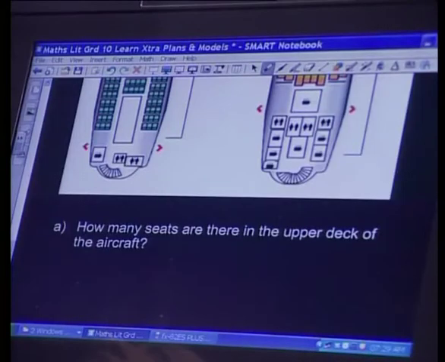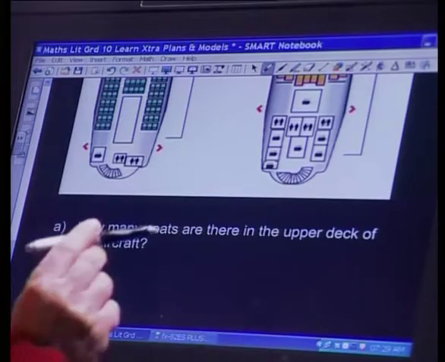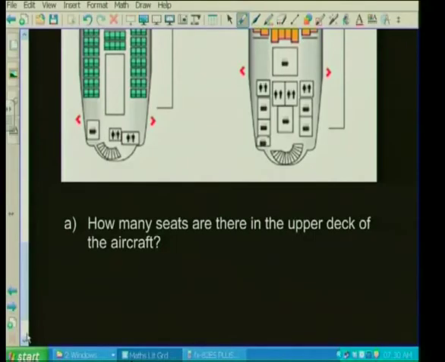So what we'll need to do is to actually add all of those up, because it said how many seats are there in the upper deck altogether. All right? So what did we say? We had 14 plus a further 58.